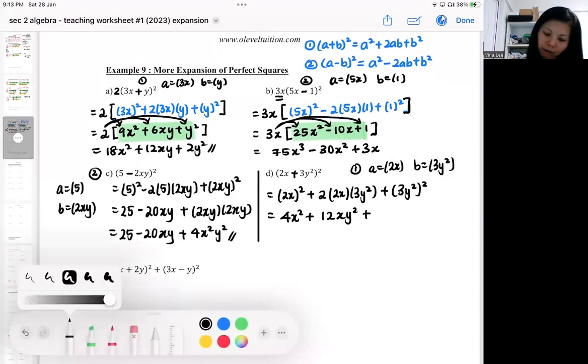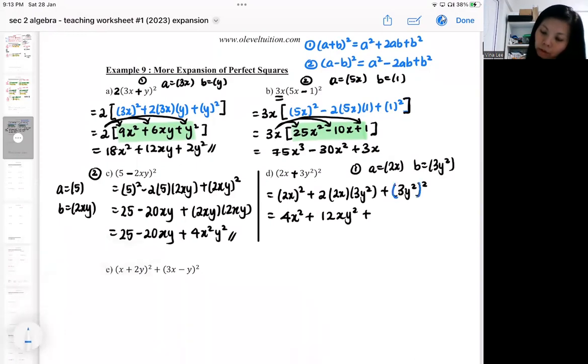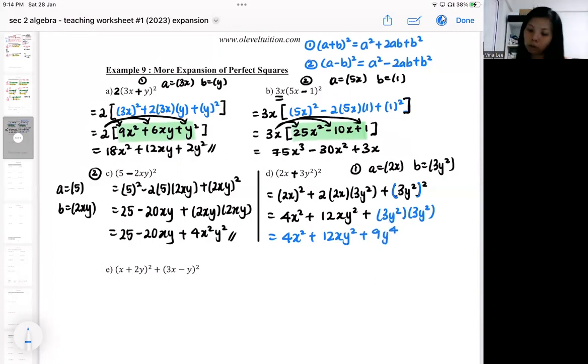So the challenging part is this one. So this one will be 3y squared, 3y squared. You repeat the 3y squared. You will get 9y to the power 4. y squared and y squared, you will end up having y power 4. So that's how you do it.